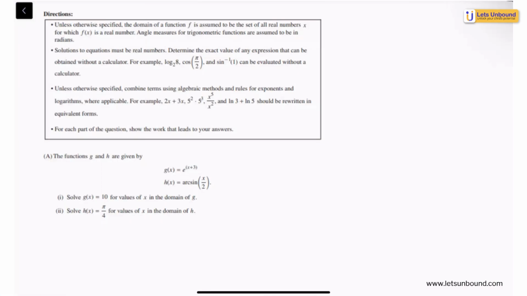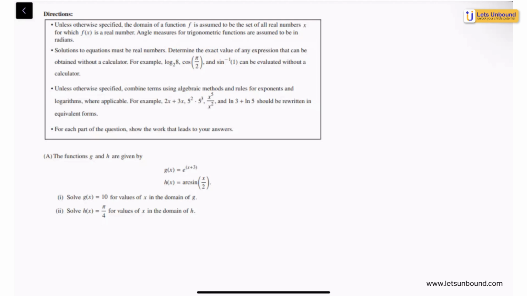Hello everyone, let's solve AP Precalculus Free-Response questions from 2024, and this is question number 4, which is a non-calculator question. So let's read through the directions first and then start solving it. As usual, it says that the domain of a function is assumed to be the set of all real numbers for which f(x) is a real number. Angle measures for all trigonometric functions, we must remember, will be written in radian form only.